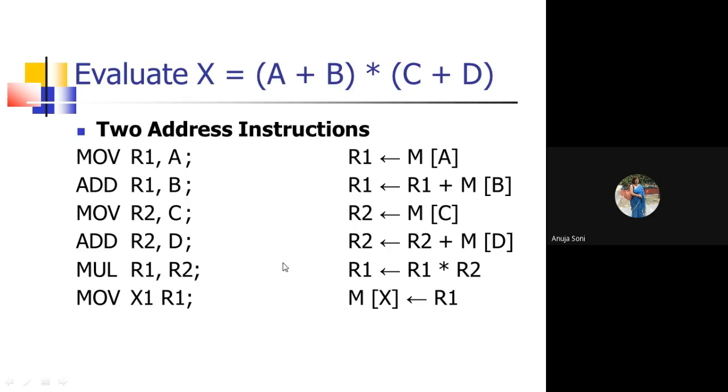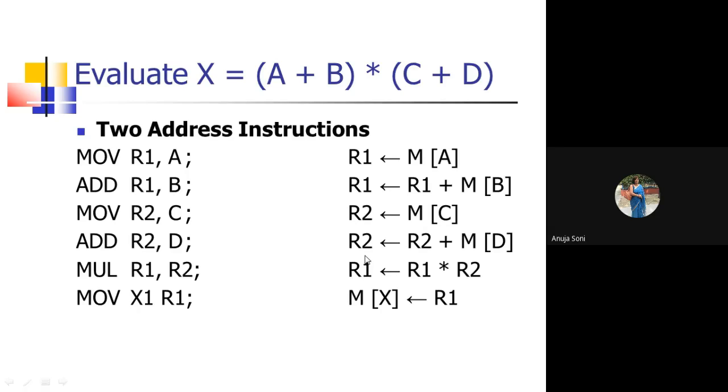Now we have come up with two values. One is stored in R1, another is stored in R2. A plus B is stored in R1, and another expression is stored in R2. Ultimately, we have to multiply these two values stored in R1 and R2. So we can directly apply the multiply instruction. How will it work? It will multiply the contents of these two registers. Ultimately, the result is stored back to R1.